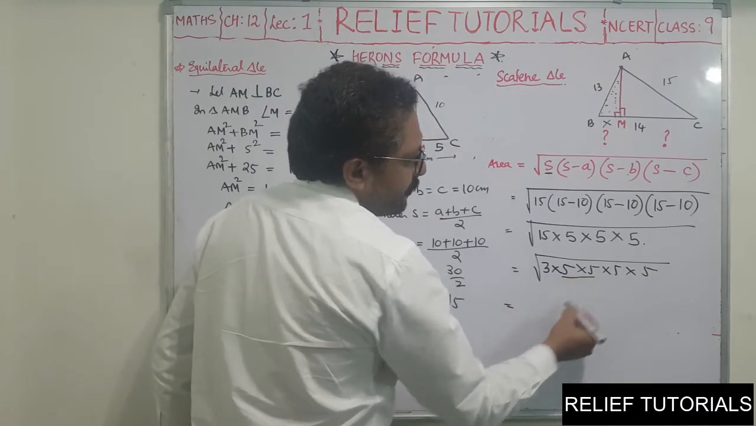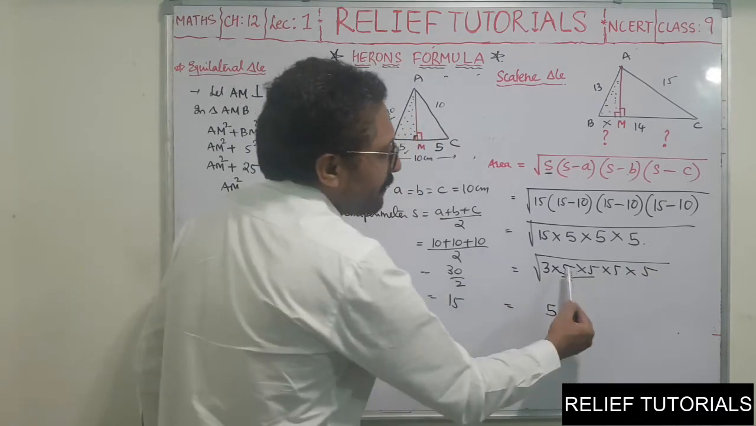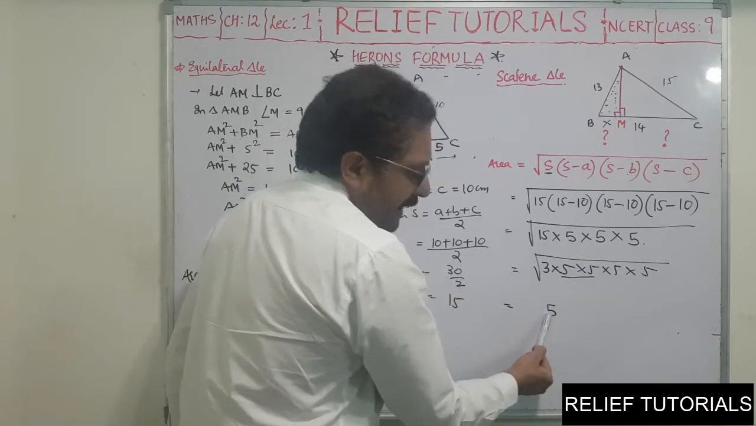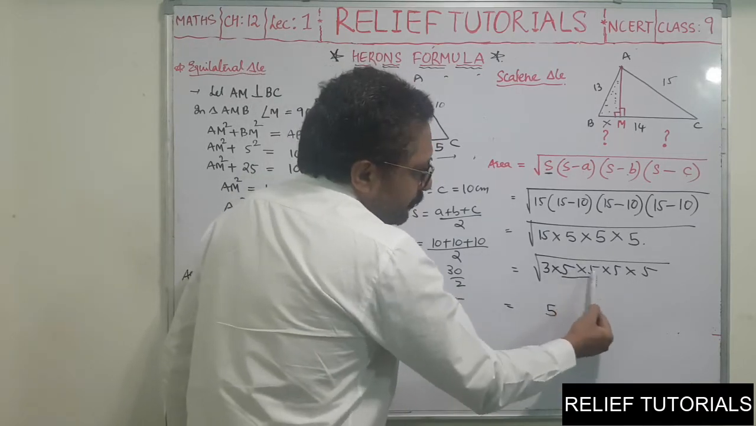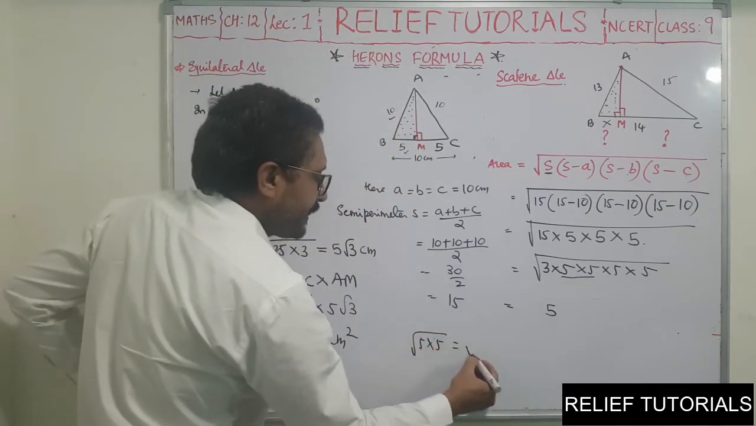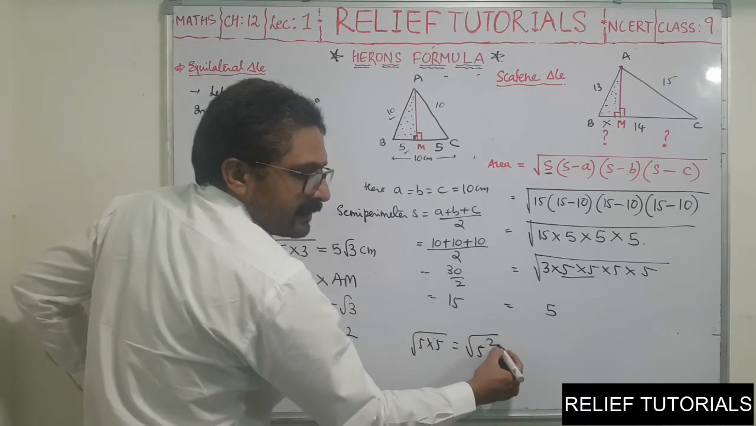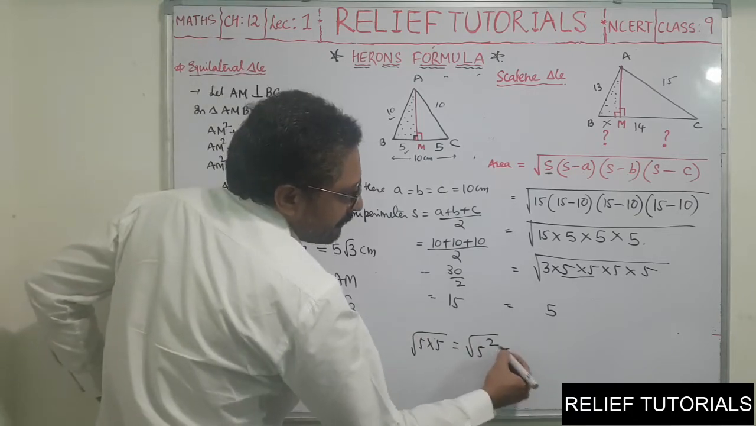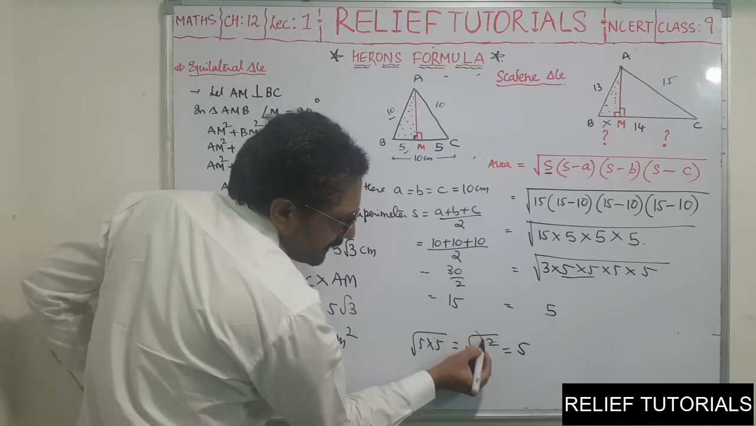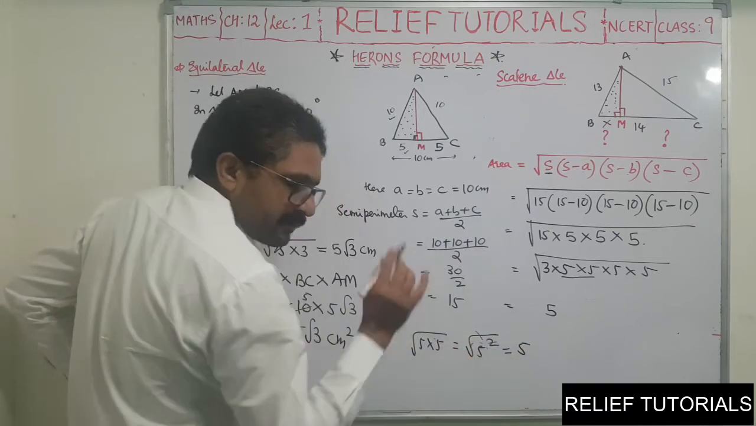Now you know this 25, so I can write 5 into 5 here. Why? Because 5 fives are 25 and root of 25 is 5. So in root, if you have 5 into 5, I can write this as 5 square, and 5 square means 25. This root will get cancelled. Always we see, if there is square and root, it will get cancelled. And what is left? 5. So answer will be 5.